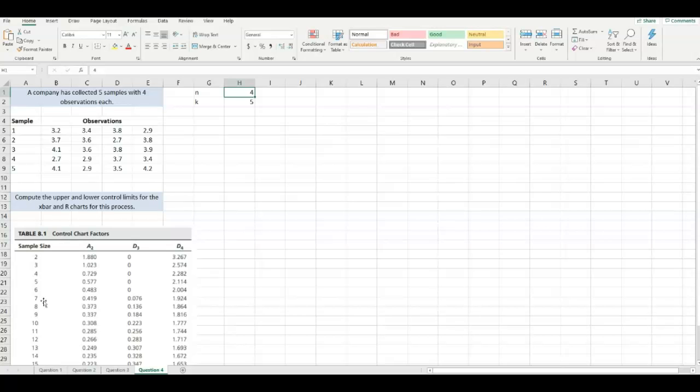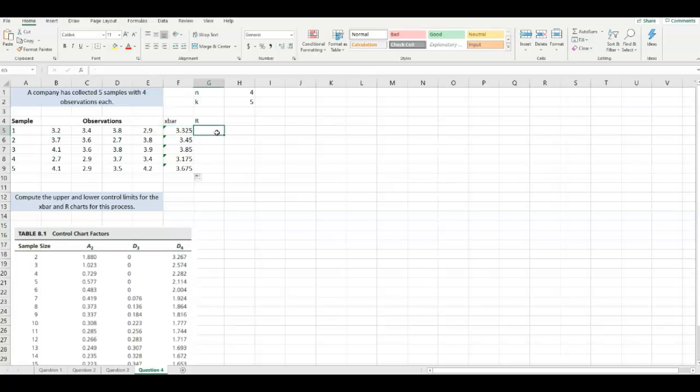So now we can work on figuring out how to build these charts. So we have our information here. It would be good to then figure out our X bars and our ranges. So the X bar is just the average of each sample's observations. So we find our averages here.